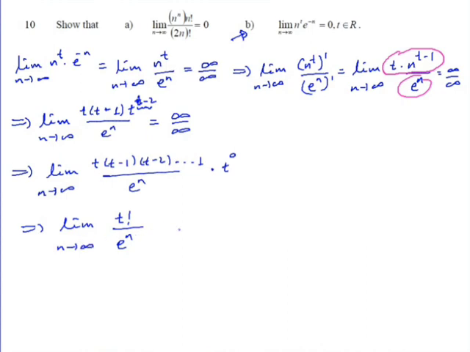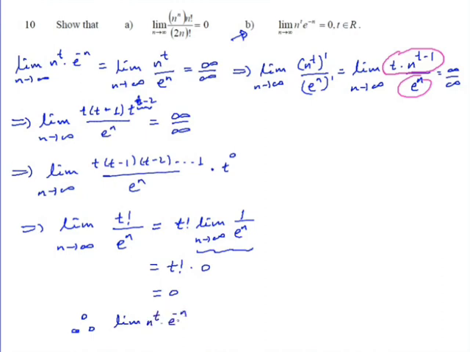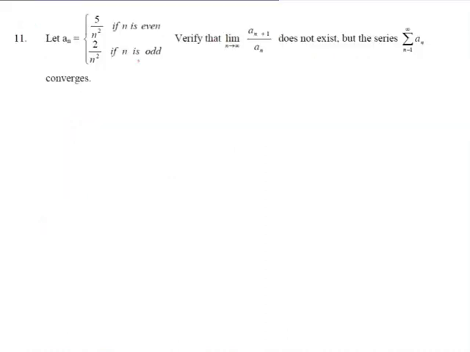So what does this become? t factorial times the limit of 1 over e to the power of n as n approaches infinity. Okay, 1 over a very big number is 0. So t factorial times 0 is 0, therefore the limit of n to the power of t times e to the power of minus n as n approaches infinity is 0.